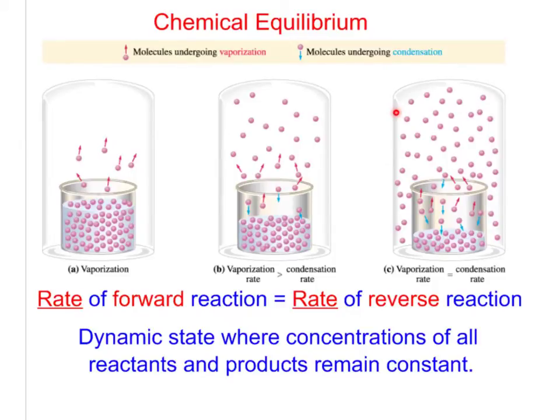Chemical equilibrium can also be thought of as the dynamic state where concentrations of all of the reactants and products remain constant. At this point, we have everything that is in the gas phase and everything that is in the liquid phase. Those concentrations are going to remain constant because our rate of vaporization and rate of condensation are equal. So both of these statements are true. The dynamic state where the concentrations of the reactants and products remain constant is true because the rates of the forward and reverse reactions have reached equality and reached a state of equilibrium.